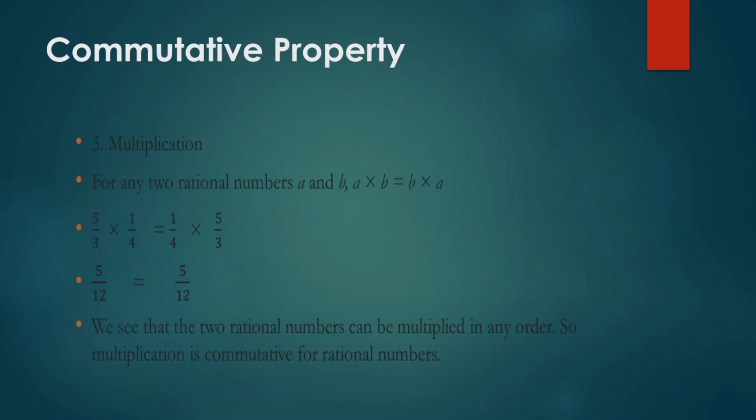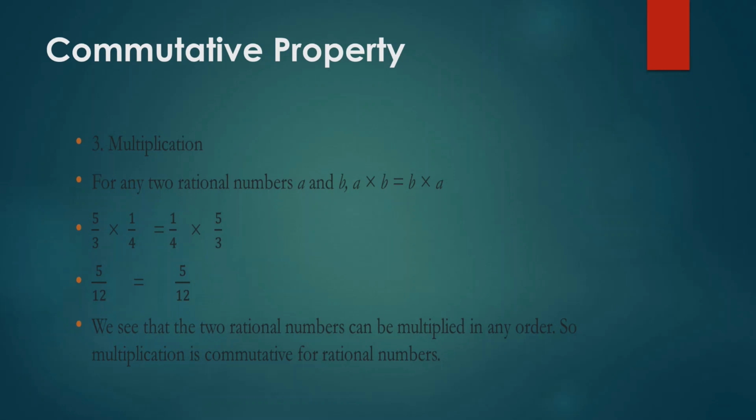Next is commutative property under multiplication. For any two rational numbers a and b, a into b is equal to b into a. Means multiplication of two rational numbers is commutative. If a upon b and c upon d are two rational numbers, then a upon b into c upon d is equal to c upon d into a upon b.